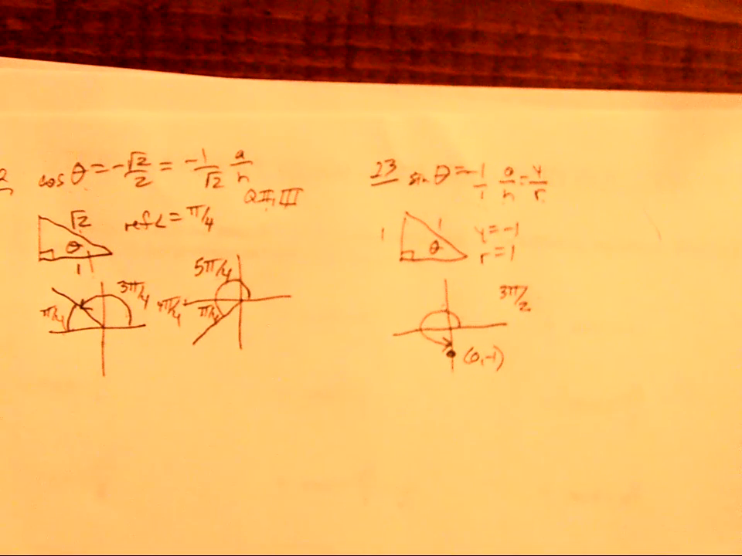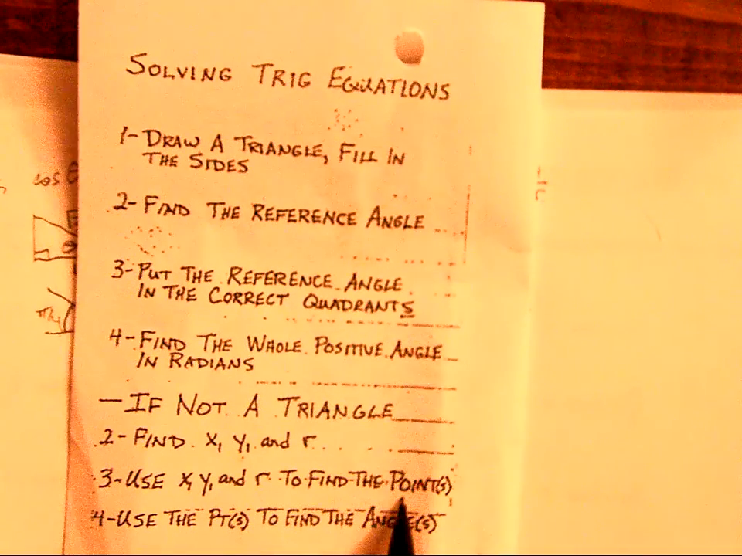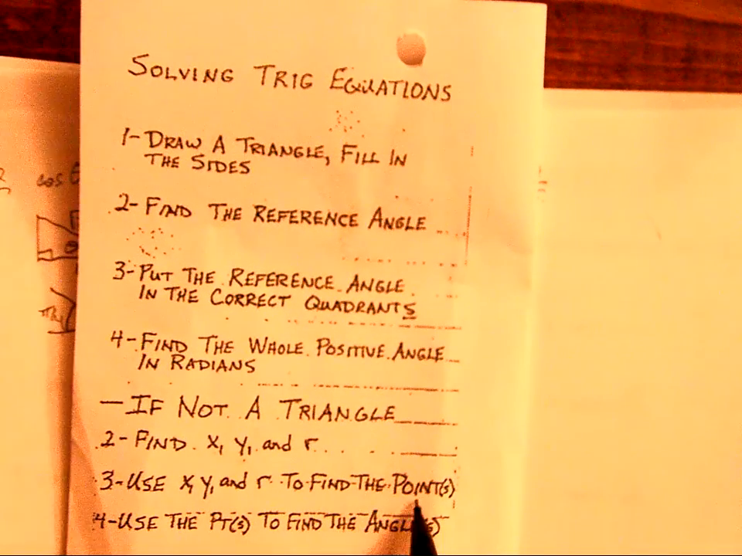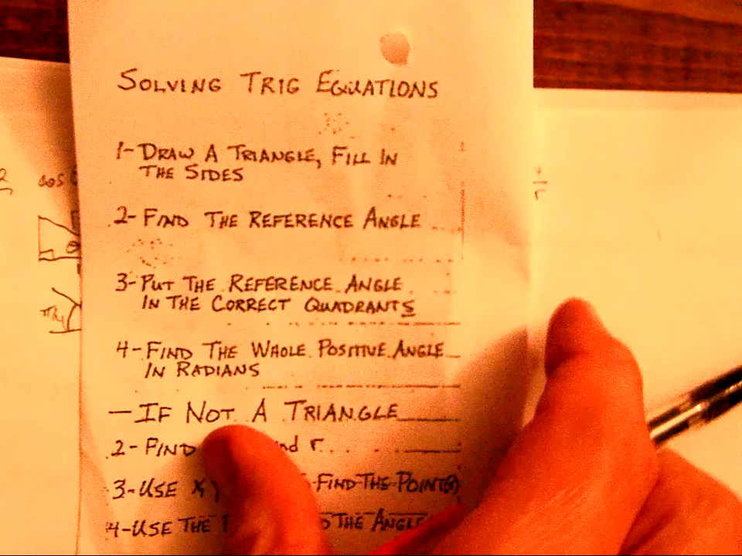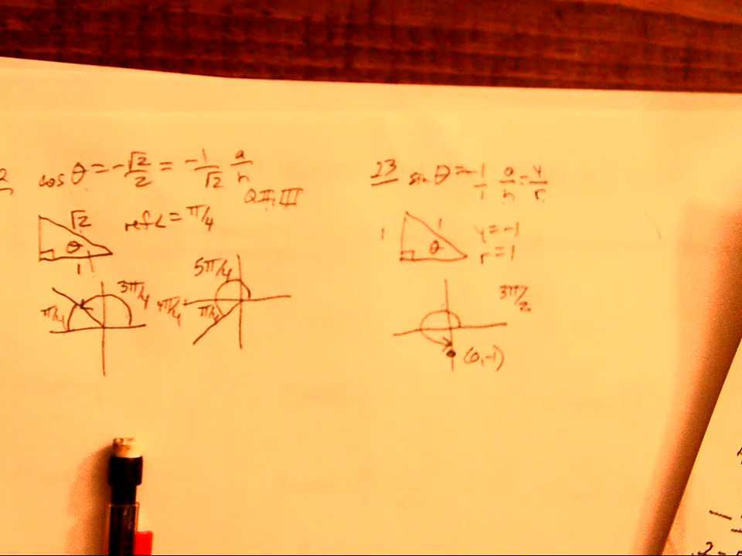Again, some of the quadrantals only have one answer, some of them have two. So if it happens like that, you find x, y, and r, which we did. You use that to find the point, which we did, 0, negative 1, and use the point to find the angle. That's 3 pi over 2. And that's how you do the second gateway solving trig equations.